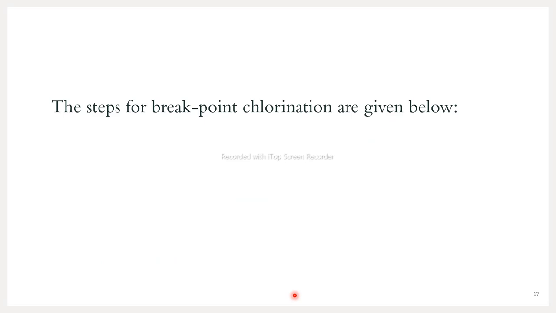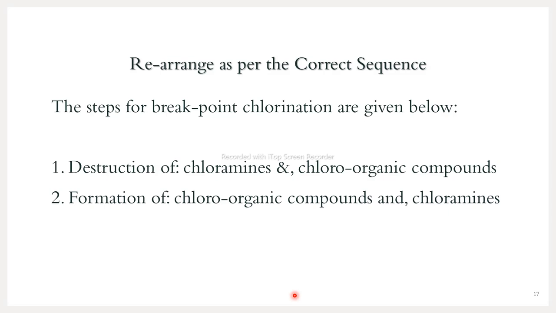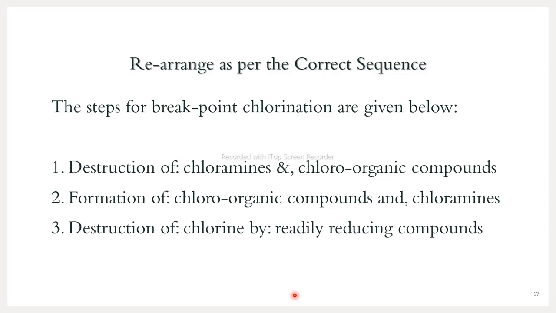These steps for breakpoint chlorination are given below. You have to rearrange these steps as per the correct sequence. Number one is destruction of chloramines and chloroorganic compounds. Number two is formation of chloroorganic compounds and chloramines. Number three, destruction of chlorine by readily reducing compounds. And number four, formation of free chlorine.